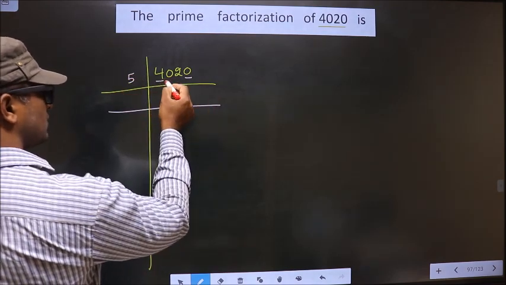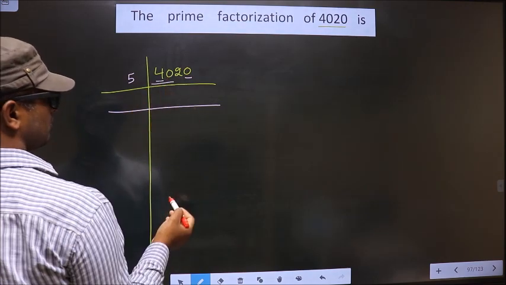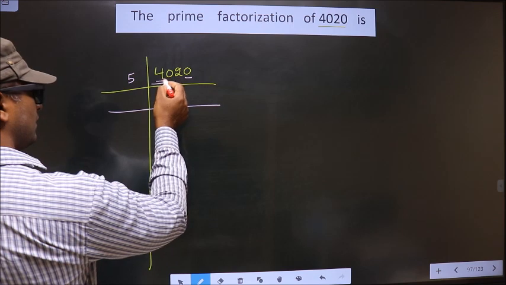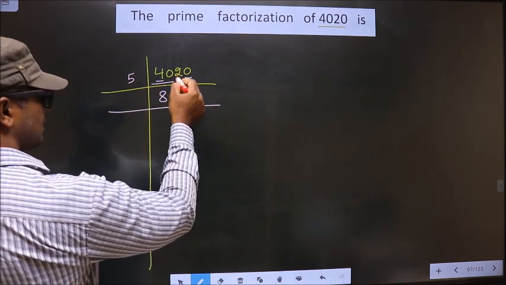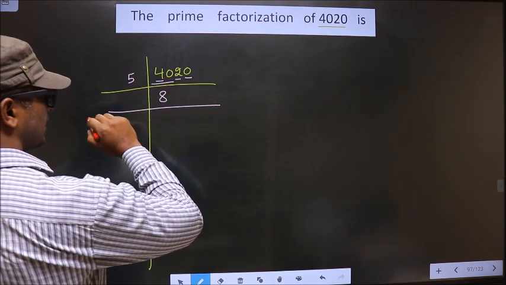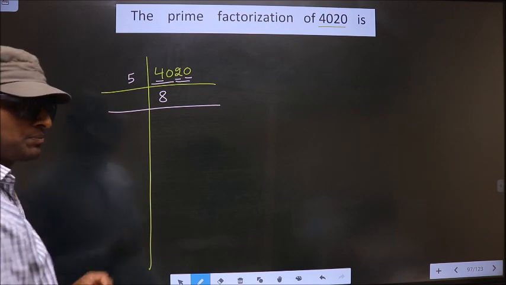So the first number is 4. 4 is smaller than 5, so we take two numbers, that is 40. When do we get 40 in the 5 table? 5 8s are 40. The next number is 2. 2 is smaller than 5, so we should take two numbers, that is 20.